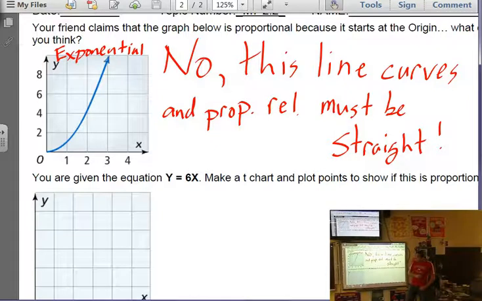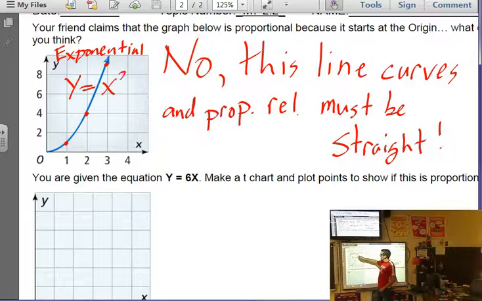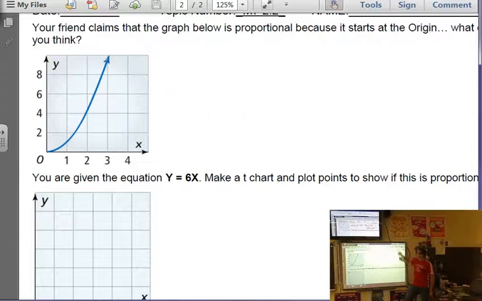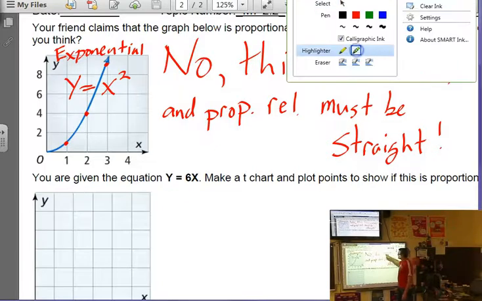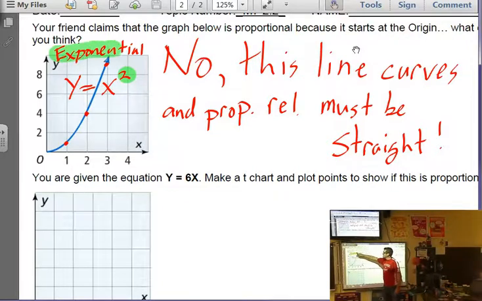So this graph would be the graph of x squared. If I square 1, I get 1. If I square 2, I get 4. If I square 3, I get 9. So this would actually be the graph of y equals x squared, if you really want to know. And that, because it uses an exponent, is exponential.